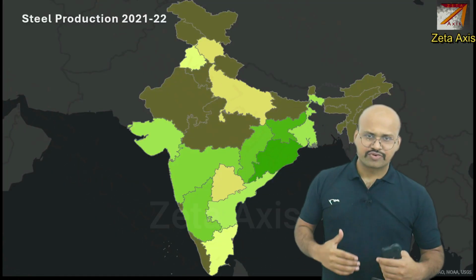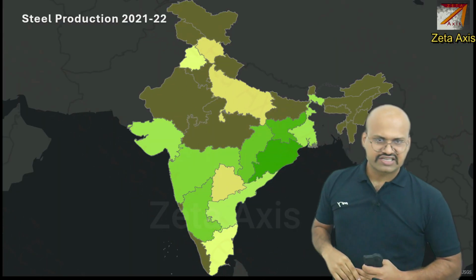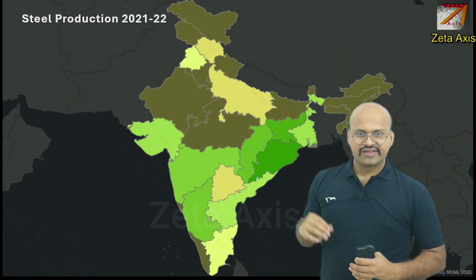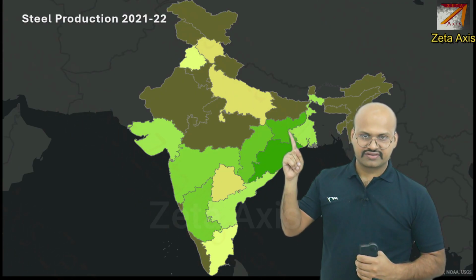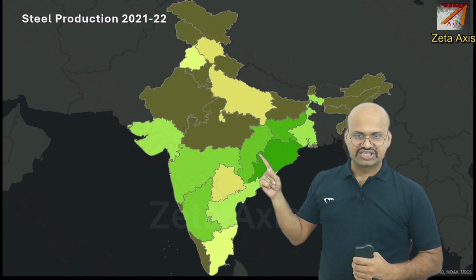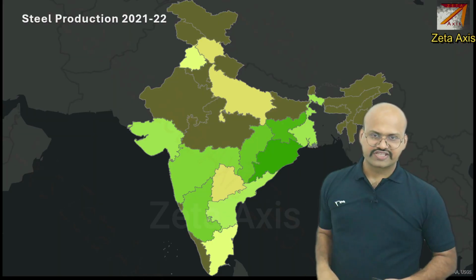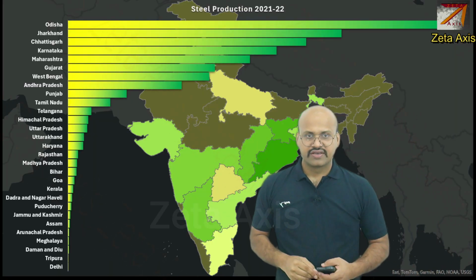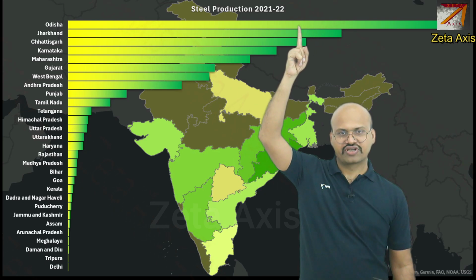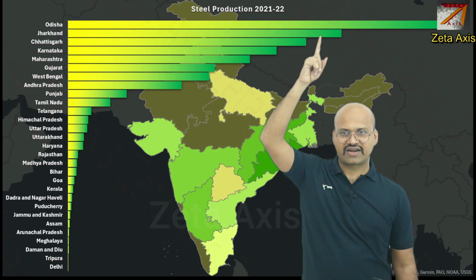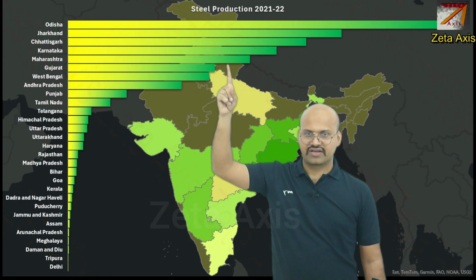So if we see the steel production data, this is a little old from 2022, but it still holds good. Most of the steel production occurs from Odisha and Jharkhand. Then we have Karnataka, Chhattisgarh, Maharashtra, and then there are other states of Andhra Pradesh, Gujarat, and West Bengal. Here in this chart we can see Odisha is the leading producer of steel in India, followed by Jharkhand. Then we have Chhattisgarh, then Karnataka, and then Maharashtra and Gujarat, and so on.